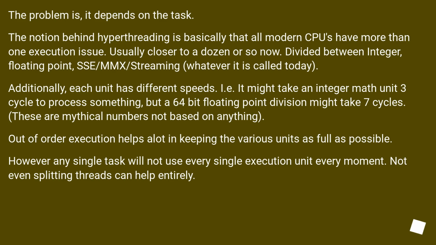The notion behind hyperthreading is basically that all modern CPUs have more than one execution unit, usually closer to a dozen or so now, divided between integer, floating point, MMX/streaming, whatever it is called today. Additionally, each unit has different speeds, i.e. it might take an integer math unit 3 cycles to process something, but a 64-bit floating point division might take 7 cycles. These are mythical numbers not based on anything. Out-of-order execution helps a lot in keeping the various units as full as possible. However, any single task will not use every single execution unit every moment. Not even splitting threads can help entirely.